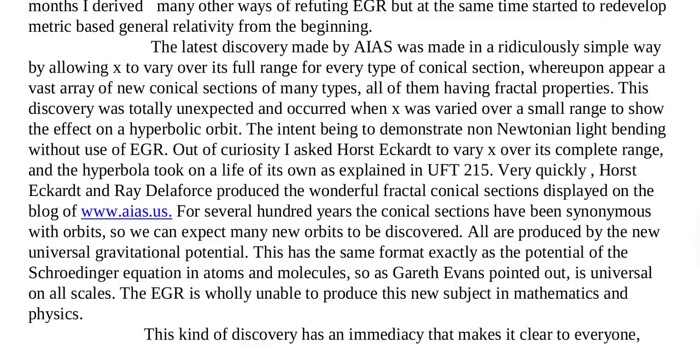For several hundred years, the conic sections have been synonymous with orbits, so we can expect many new orbits to be discovered. All are produced by the new universal gravitational potential. This has the same format exactly as the potential of the Schrödinger equation in atoms and molecules, so as Gareth Evans pointed out, is universal on all scales. The EGR is wholly unable to produce this new subject in mathematics and physics.